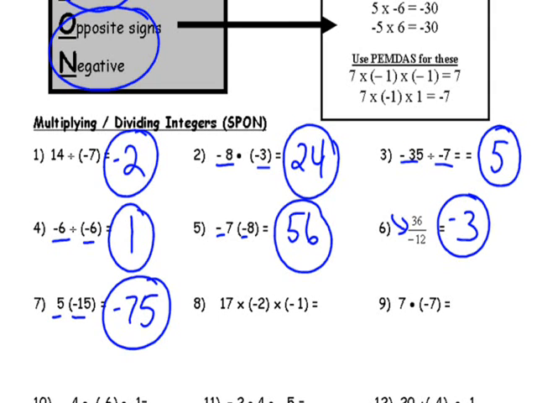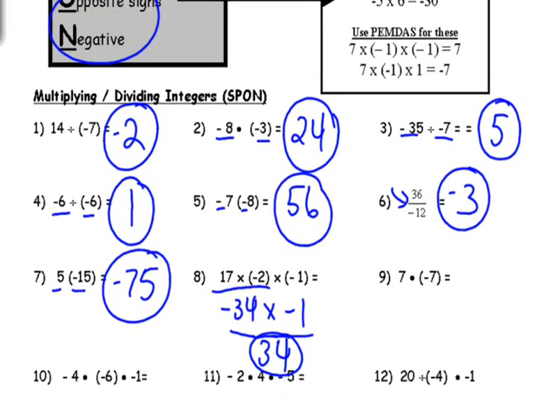And now here's one, number 8. We're going to have to use order of operations. We would do this first. So 17 times 2 is 34. The signs were opposite, so it's negative 34. I'm going to bring down the times -1. I really don't need those parentheses. 34 times 1 is 34. The signs are the same. It's a little messy. The signs are the same, so it's positive 34.